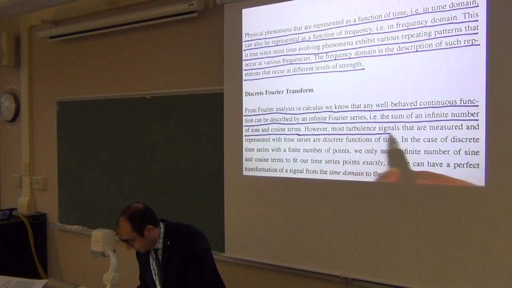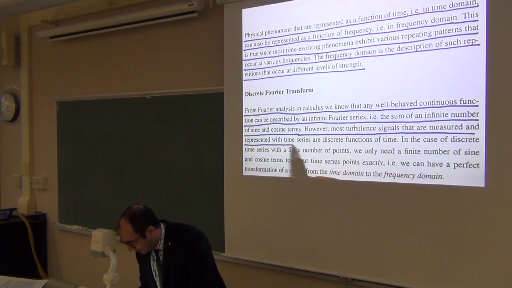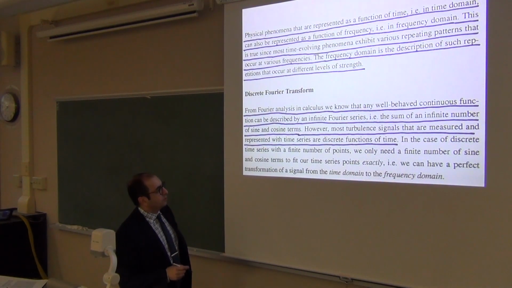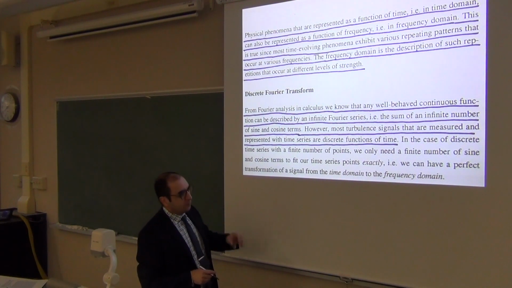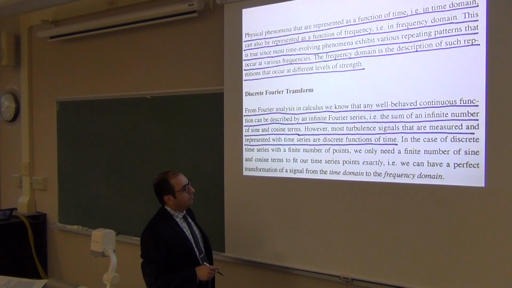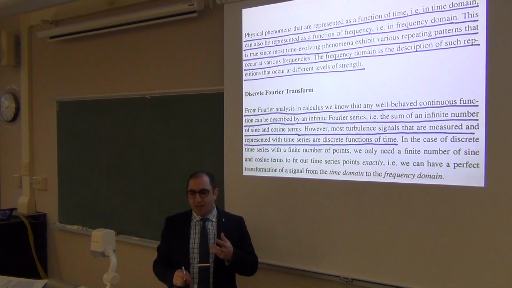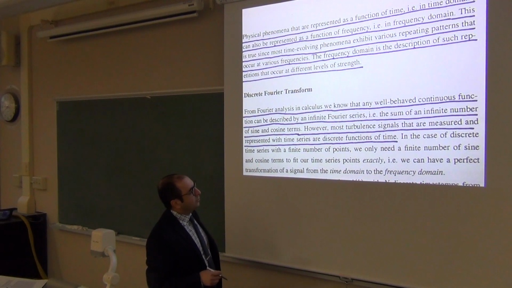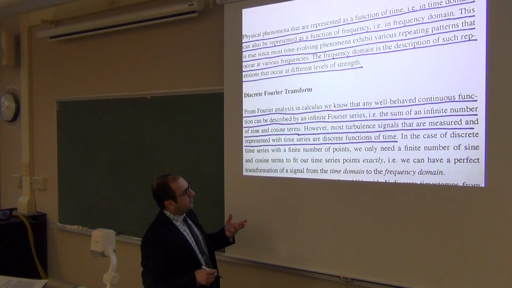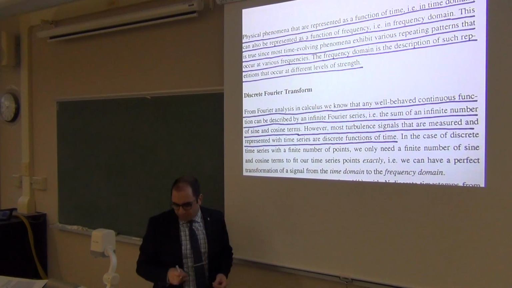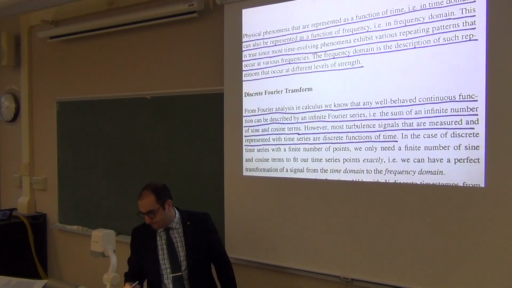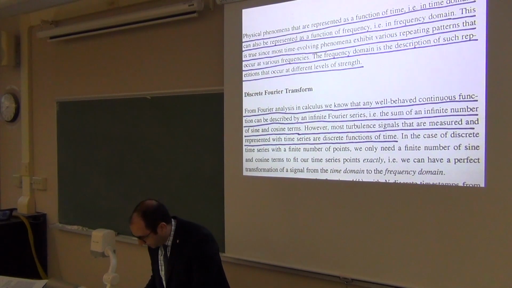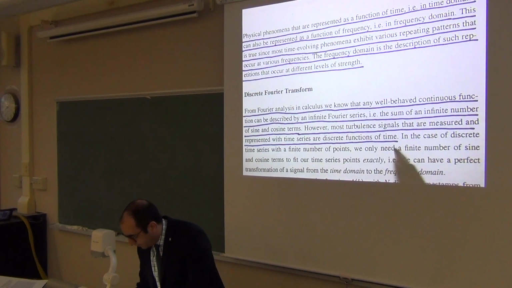However, most turbulent signals that are measured and represented are measured at a discrete sampling frequency. Which means that our job in turbulence analysis is easier, because there is no sensor out there that can measure a phenomenon infinitely fast. So you're only looking at a very limited, finite number of points in a measurement, in which case you don't even need infinite sines and cosines in the Fourier series. So your job is even simpler.